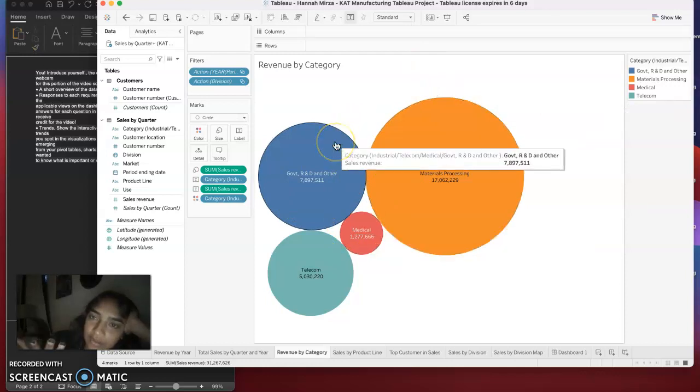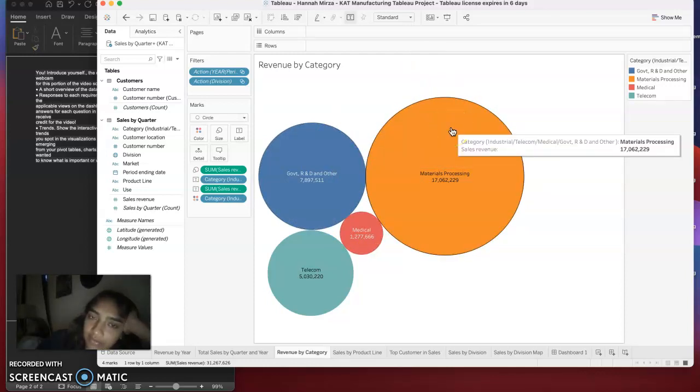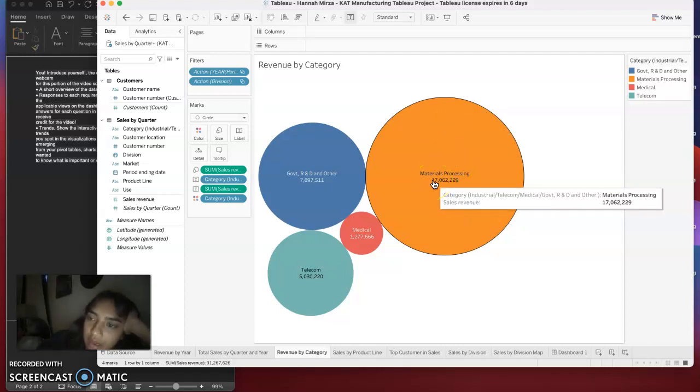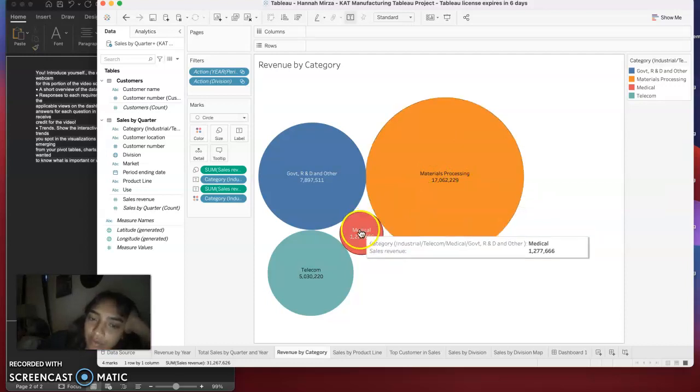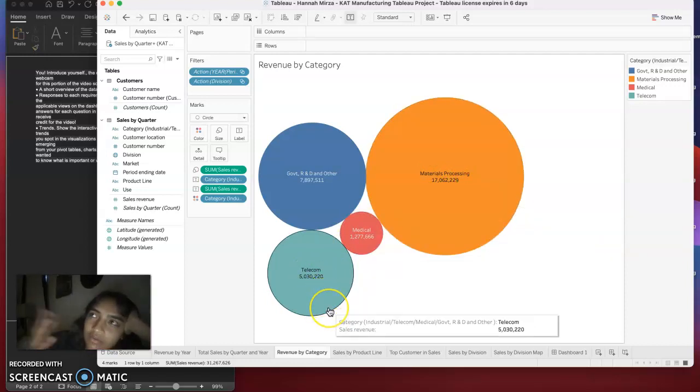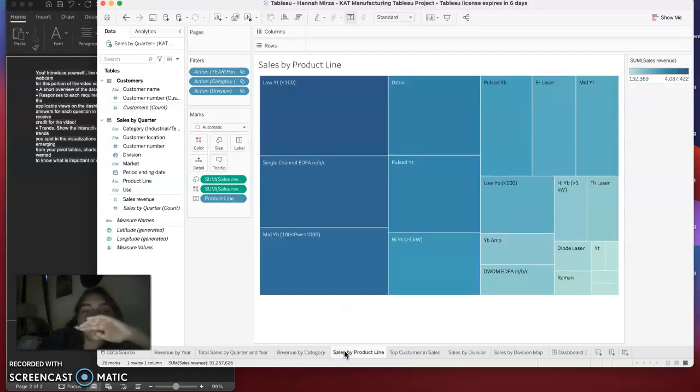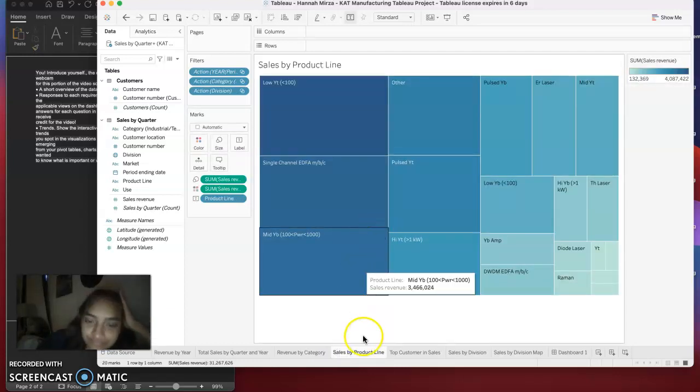For example, if I was working for the firm, I could say, hey, clearly our revenue is coming mainly from materials processing, so we should keep going how we are for that. But for medical or even telecom, what are some things we can do to market this product better and advertise better so that we can up our revenues in these specific categories going forward? Sorry, I'm so sick.